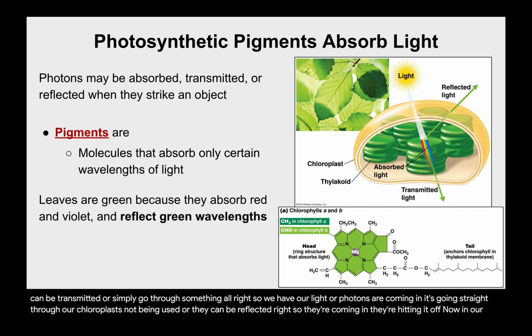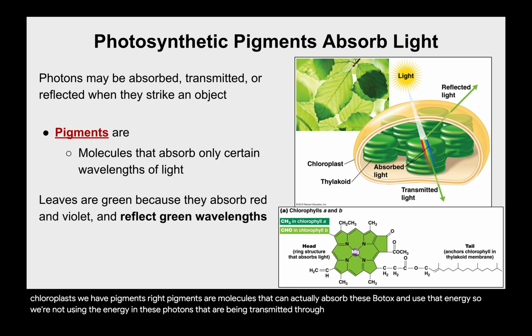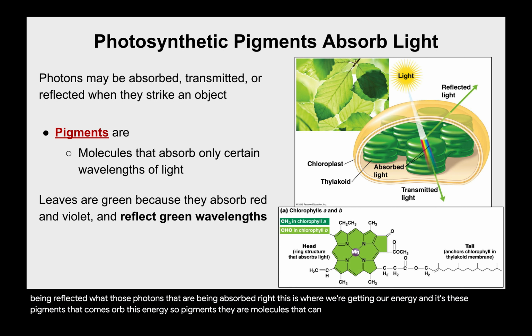Now in our chloroplasts, we have pigments. Pigments are molecules that can actually absorb these photons and use that energy. We're not using the energy in the photons that are being transmitted through, and we're not using the energy in the photons that are being reflected, but those photons that are being absorbed, this is where we're getting our energy. It's these pigments that can absorb this energy. Pigments are molecules that can absorb certain wavelengths of light.